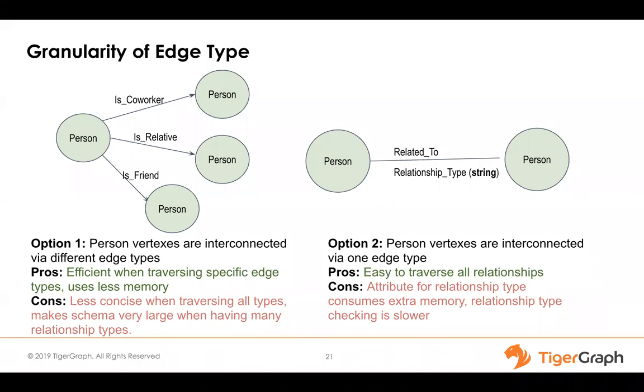So in this case, we do have two choices. We can define a specific edge type for each relationship type, right? Like on the left-hand side. Or we can define a unified edge type, like "related to", and store the relationship type on the edge as a string, right? So there are different pros and cons in each approach.